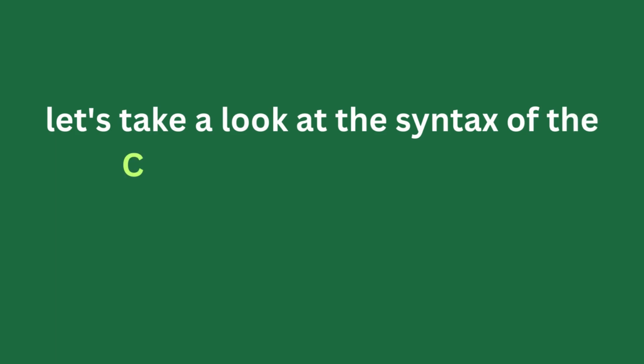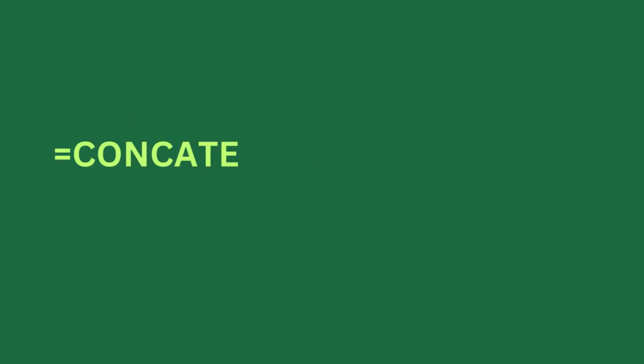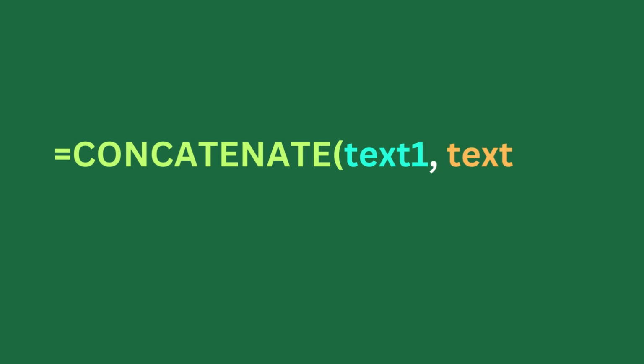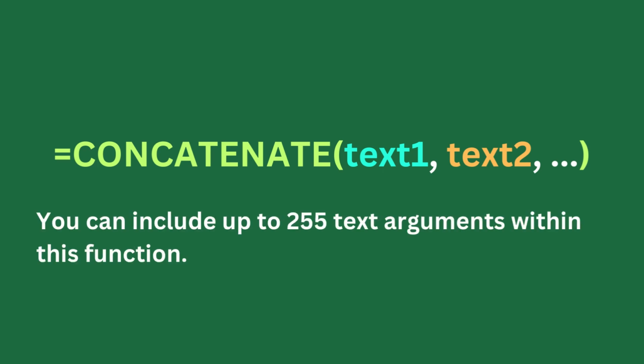To begin, let's take a look at the syntax of the concatenate function. In its simplest form, the syntax is as follows: equals CONCATENATE(text1, text2). You can include up to 255 text arguments within this function.